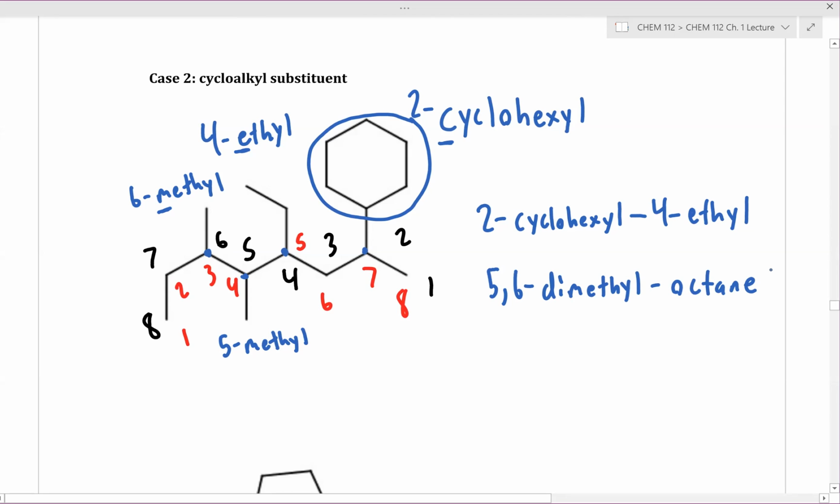IUPAC names of organic compounds are quite long. Does this logic make sense? The only thing that's changed is that the cycloalkyl substituent, the cyclo group, is taken into consideration, and the cyclo prefix is included when you're deciding alphabetical order.